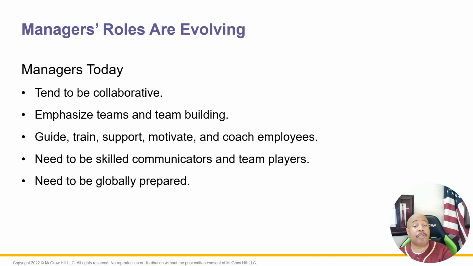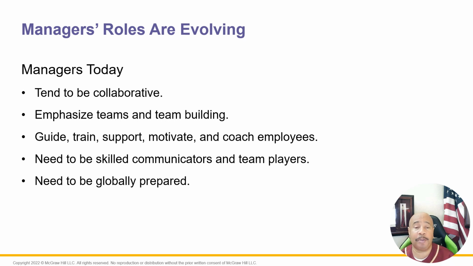Also, we need to be skilled communicators and team leaders. That's really important because if you don't communicate effectively, you're going to constantly have a lot of problems because your employees won't know what to do, they won't know what you would like them to do, and they won't know your expectations. Even though it's spelled out, let's say, in the job description or in the rules and regulations of employees, everyday communication isn't effective for you to be actually wanting them to fulfill a role within a team. And also, you need to be globally prepared.